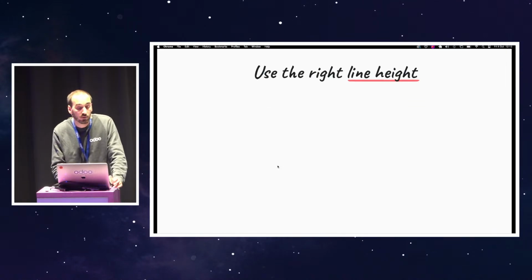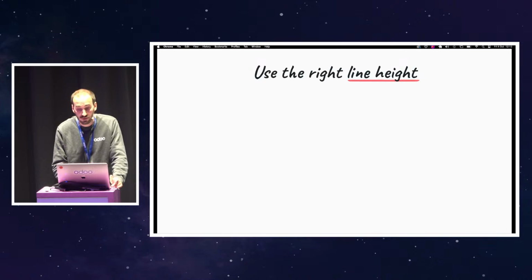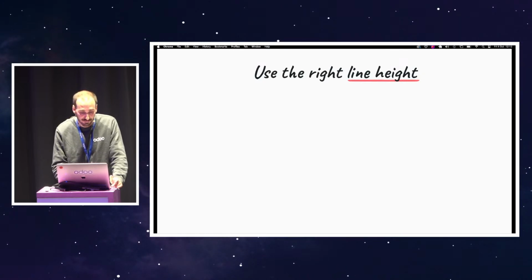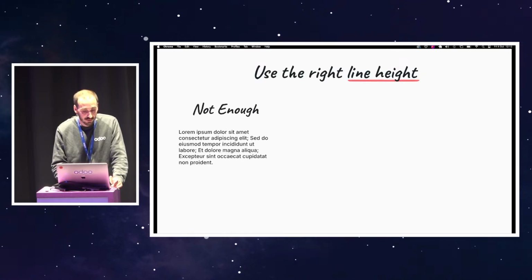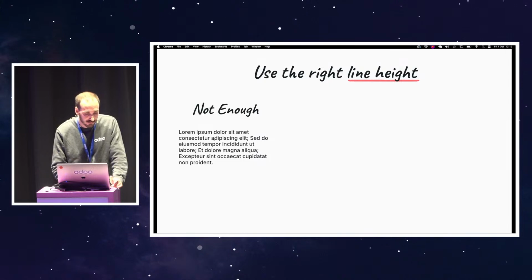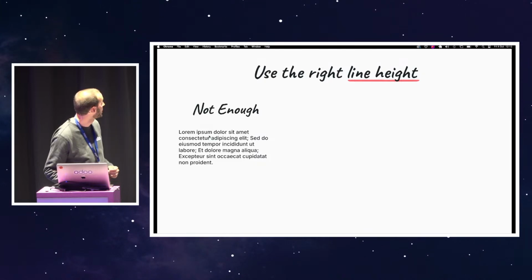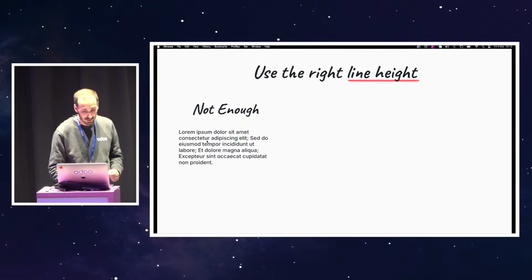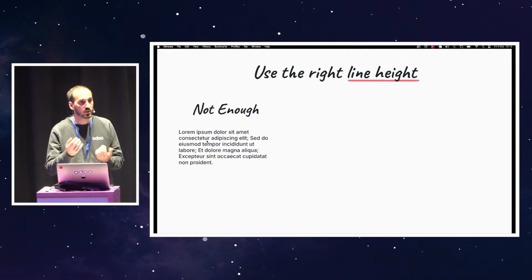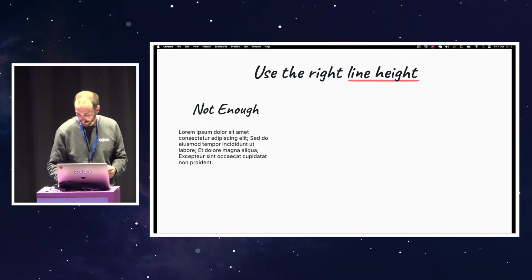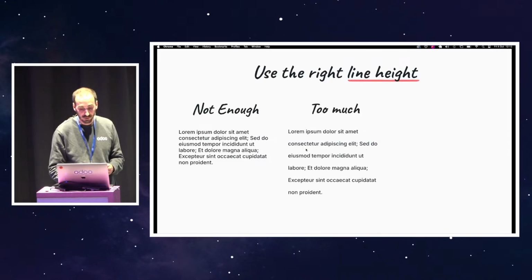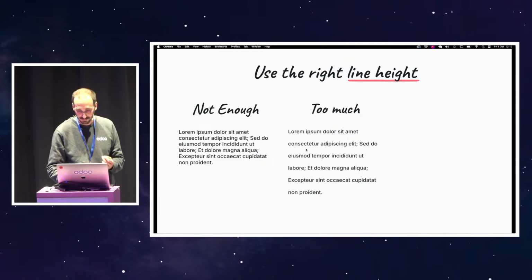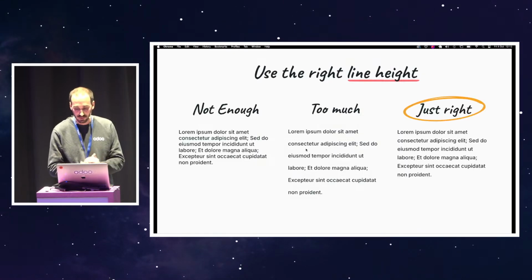Another thing that is going to have an impact on the legibility of your content is line height. As you can see, line height here is not enough. The line height is the white space that you have in between each line of text, and that makes the content feel crammed and it's not comfortable to read. This one is too much. There's too much white space. And this one is just right.